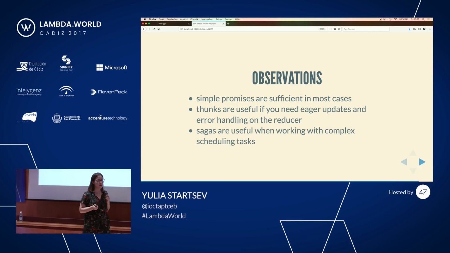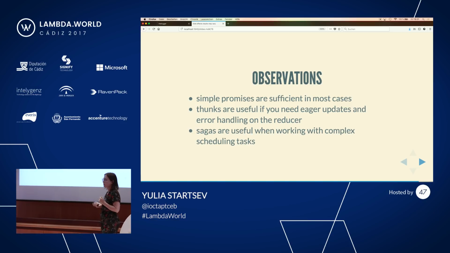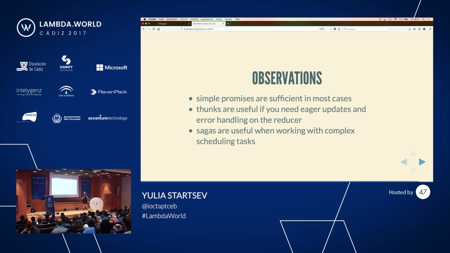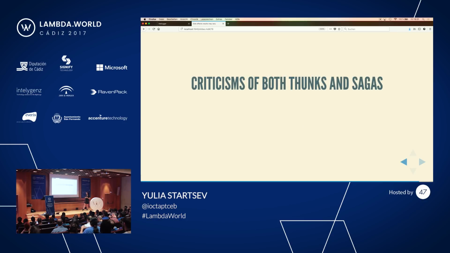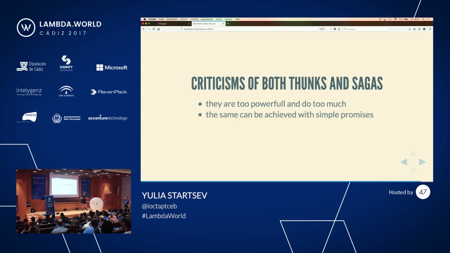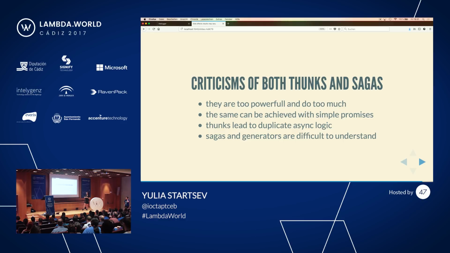Sagas are useful when you're working with complex tasks that need to be scheduled. Because if you've got a lot of different things happening in the code base and you need to be able to keep track, like this is changing, that's changing, this other thing is going to change. If you have this kind of behavior, this makes a lot of sense. There are criticisms of both. They are both too powerful and they do too much. They basically break out of the constraints of Redux. The same can be achieved with simple promises, as I mentioned. And thunks lead to duplication of async logic, and sagas and generators are difficult to read and understand. Sagas and generators are not something that most front-end developers are used to working with.